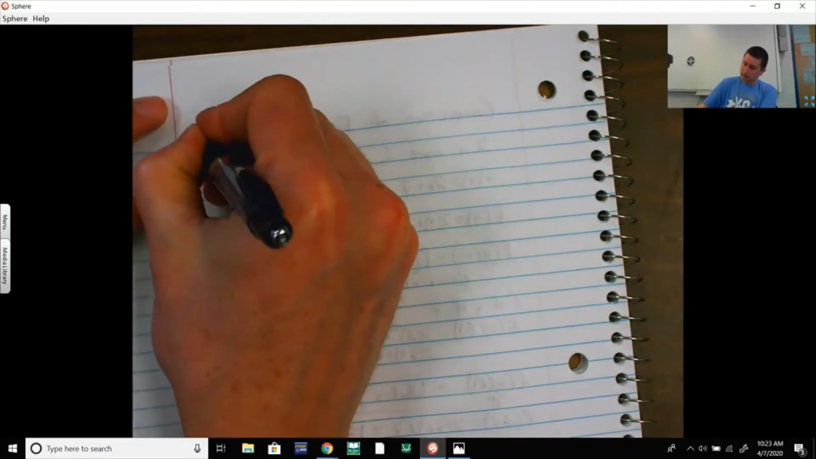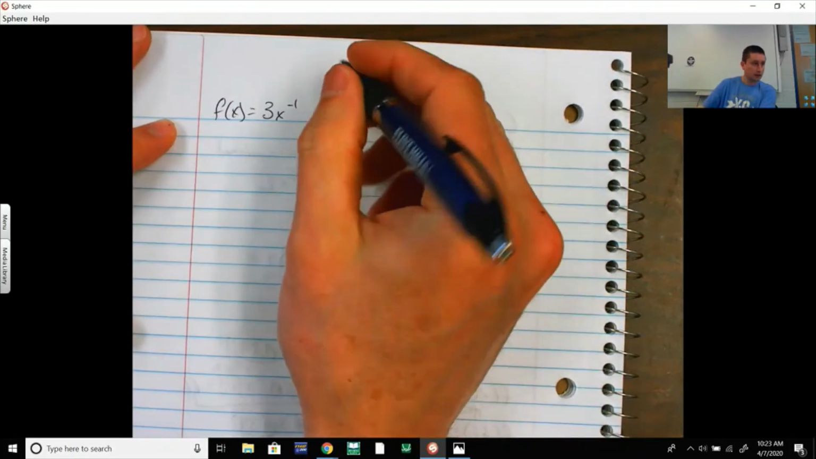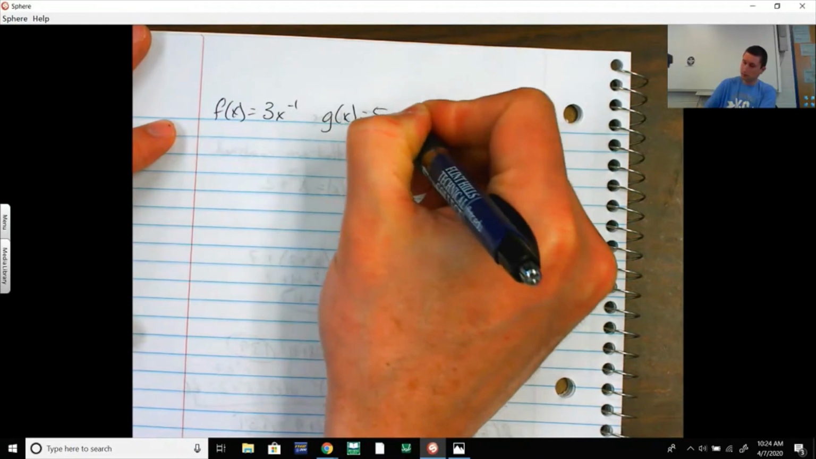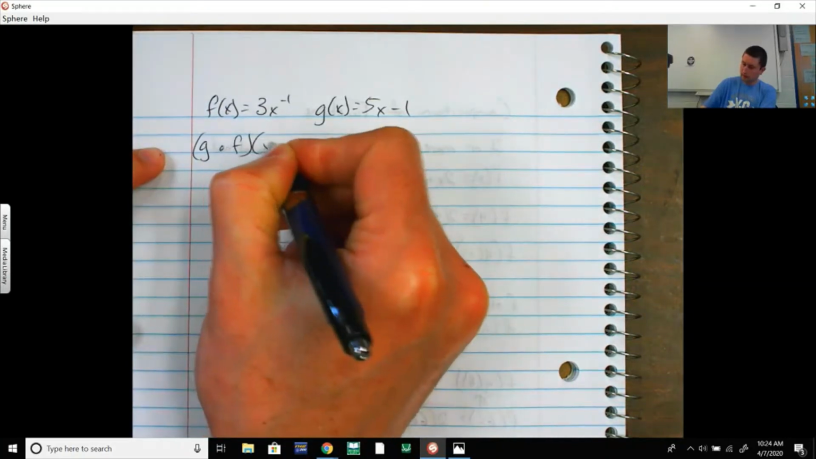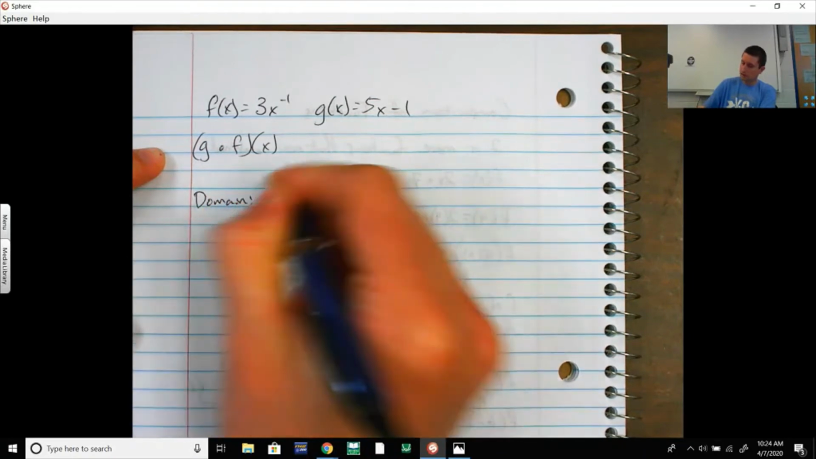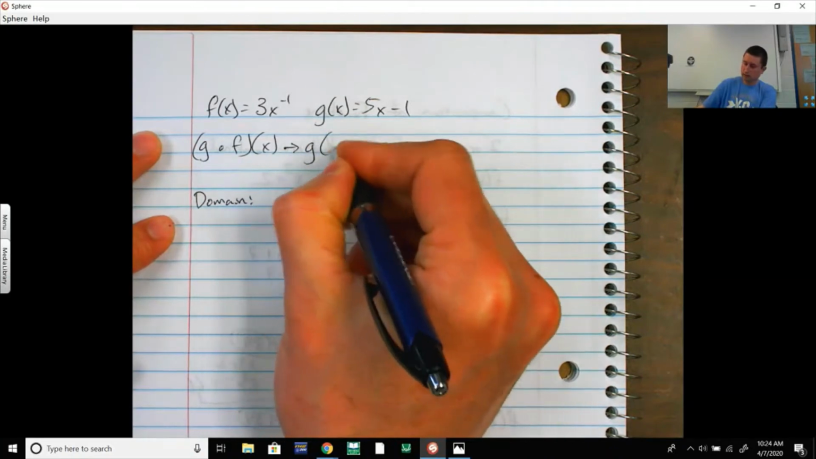So you're going to see some, let's see, make sure I got your assignment here. So they say, okay, let f of x equal 3x to the negative 1, and g of x equals 5x minus 1. What is g of f of x? And then it's going to ask for the domain. So g composed of f of x. How this is written is g of f of x.